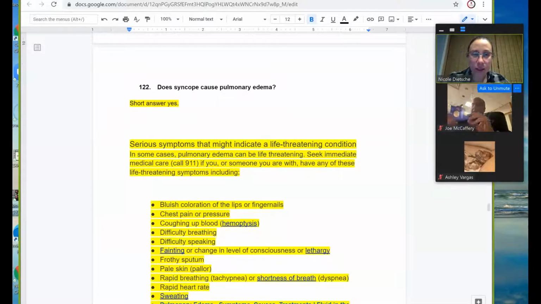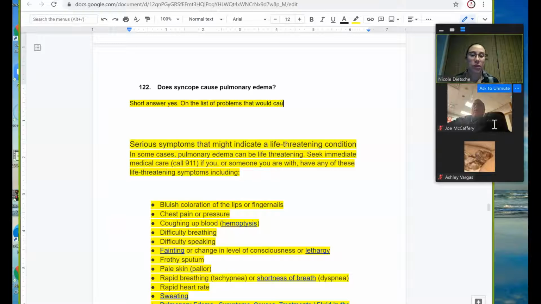Syncope doesn't necessarily cause pulmonary edema. I can't type. On the list of problems that would cause pulmonary edema, syncope is low.